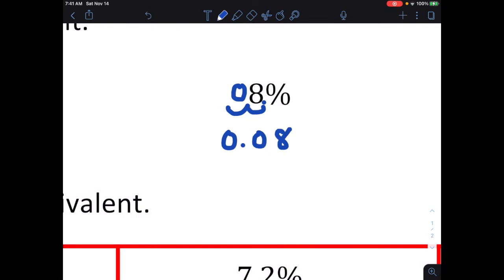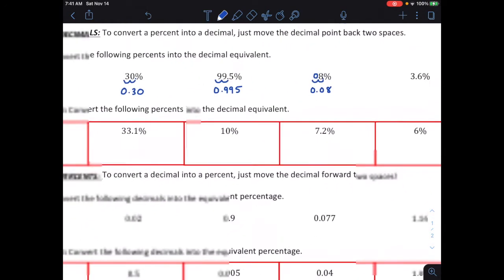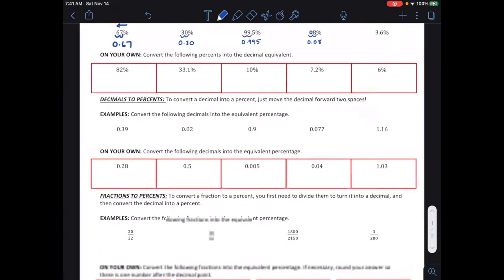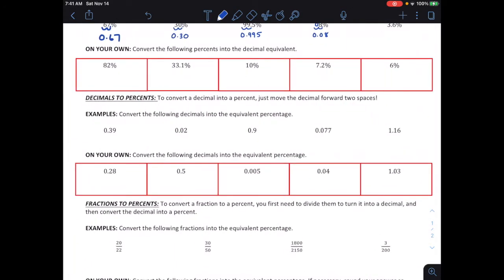So this one is the trickiest of the bunch, and if you can master this one, you'll be perfectly fine. All right, so you have a bunch of red boxes there. Do the 5 in the red boxes, and when you're done with this assignment, you'll enter those answers into Schoology.